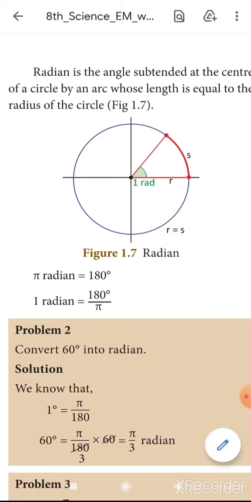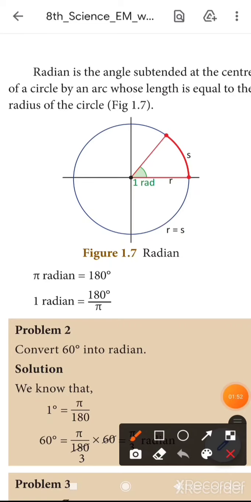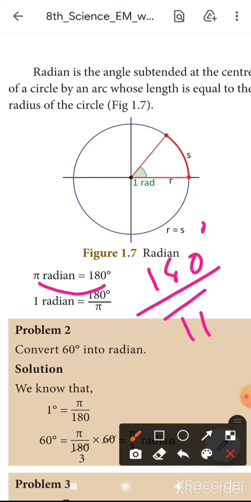So for 1 radian, the pi will come down. So 180 degree divided by pi. What is the value of pi? 3.14. That's all.